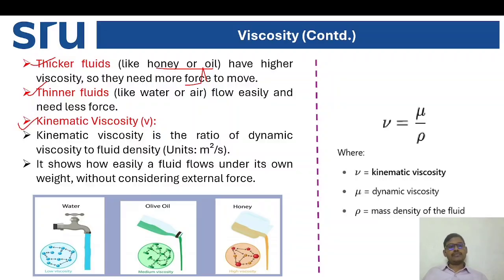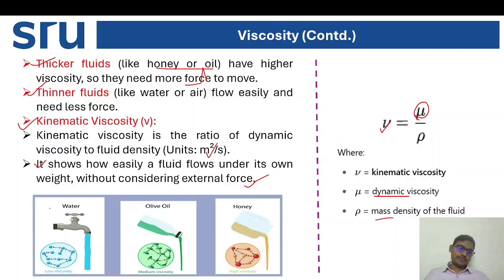So kinematic viscosity and dynamic viscosity we will discuss. Kinematic viscosity is nothing but the ratio of dynamic viscosity to the fluid's mass density, and its unit is meter square per second. It shows how easily a fluid flows under its own weight without considering external force.